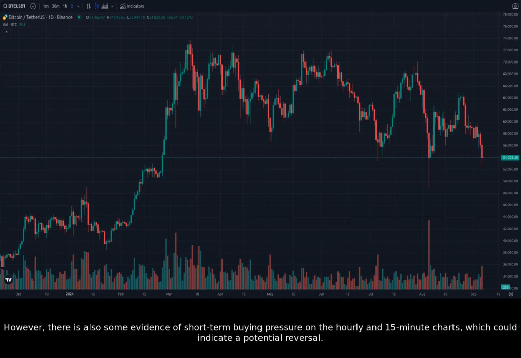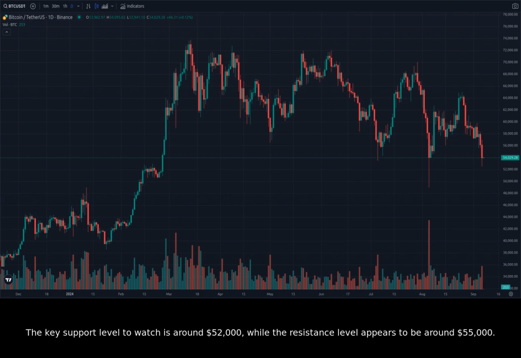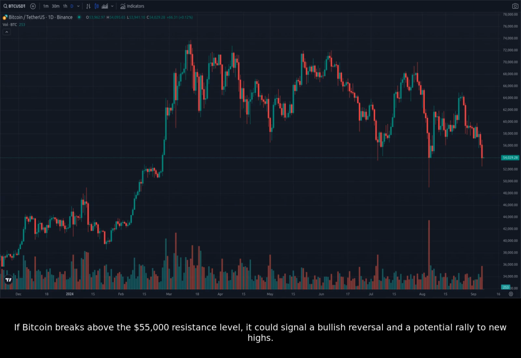The key support level to watch is around $52,000, while the resistance level appears to be around $55,000. If Bitcoin breaks above the $55,000 resistance level, it could signal a bullish reversal and a potential rally to new highs. However, if it breaks below the $52,000 support level, it could signal a further bearish downtrend and a potential crash to lower levels.